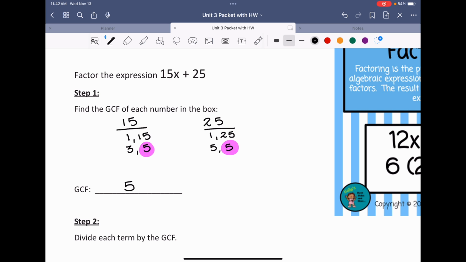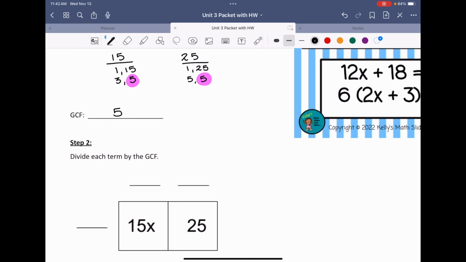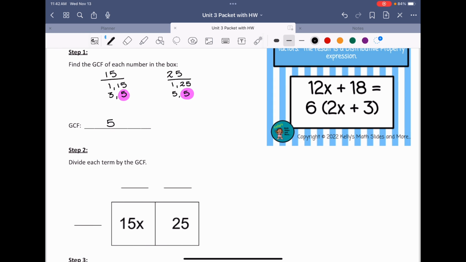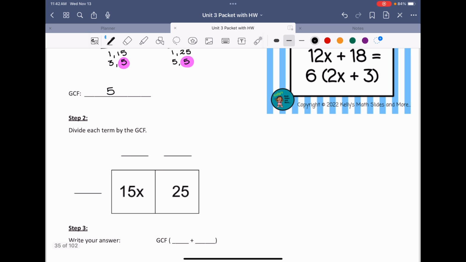Step 2, I'm going to divide each term by the GCF. So remember when we learned the distributive property? We used rectangular arrays. We're going to do that same thing to factor, but we're going to work backwards. So factoring undoes the distributive property. So I'm going to divide out 5. So your GCF is going to go out in the front, and you're going to divide out 5 from both of your terms. 15x divided by 5 would be 3x. 25 divided by 5 is positive 5.